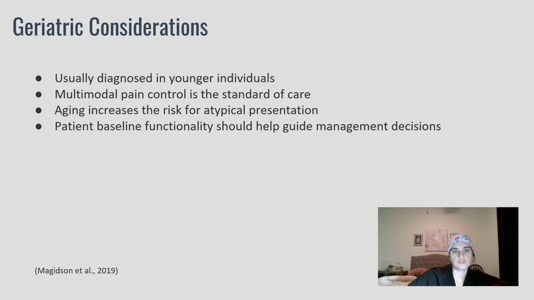And then aging increases the risk for atypical presentation, so they may present differently than a younger individual. And then the patient's baseline functionality should help guide management decisions. So if the patient comes in, they have compartment syndrome, and they weren't very mobile to begin with, then the treatment plan might look different from someone who's coming in with compartment syndrome who was very mobile and active prior. So that's an important thing to note.